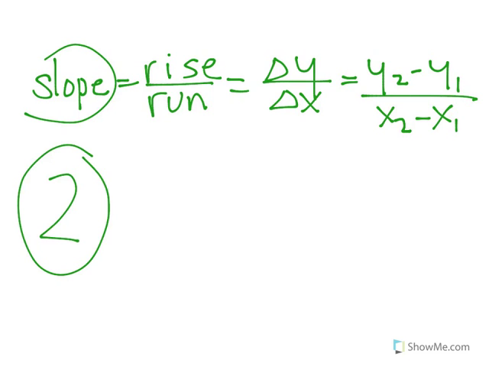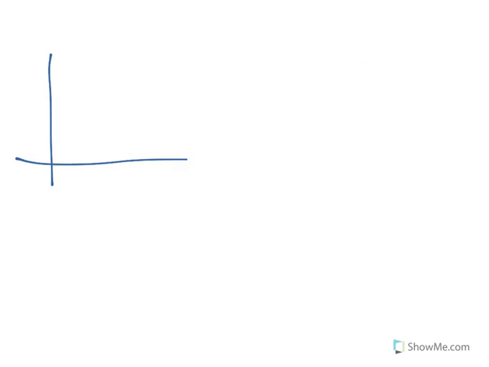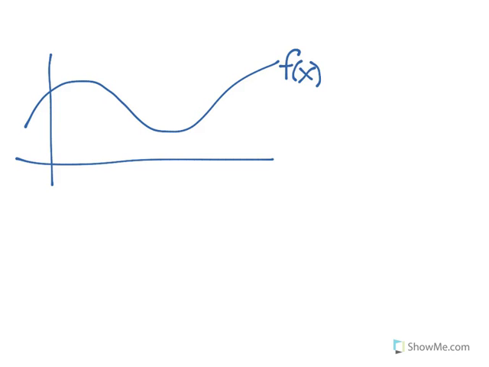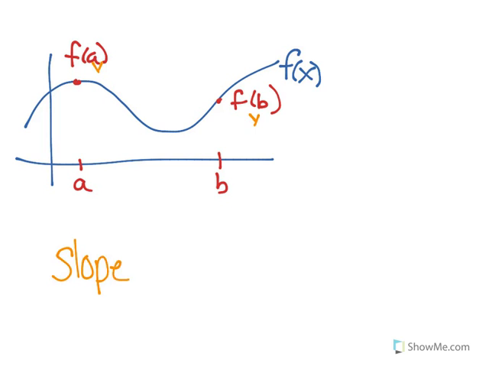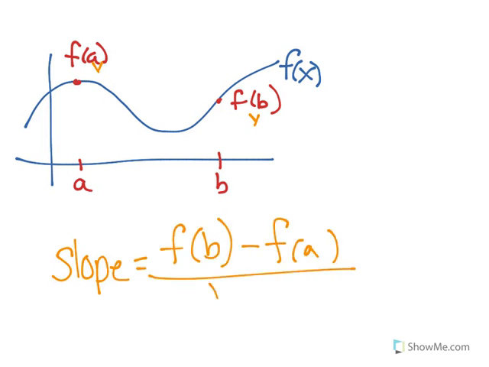Now, I'm going to change the symbols we're going to use slightly. Instead of using y2 minus y1, I'm going to call this graph f of x. I'm going to pick a point A. I'm going to pick a point B. The point on the graph that associates with A is f of A. That's the value of the graph at A. And this is the value of the graph at B. Same thing as y. It's a y value. It's another y value. But we're going to talk about slope being equal to f of b minus f of a over b minus a.